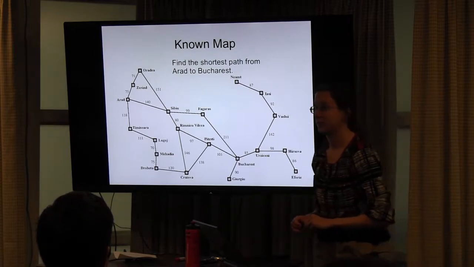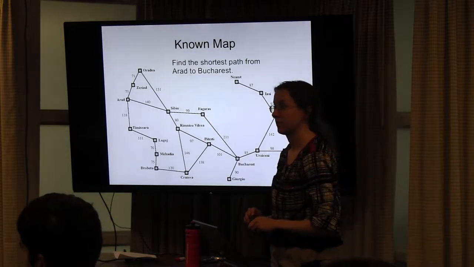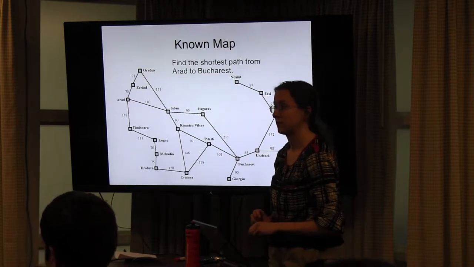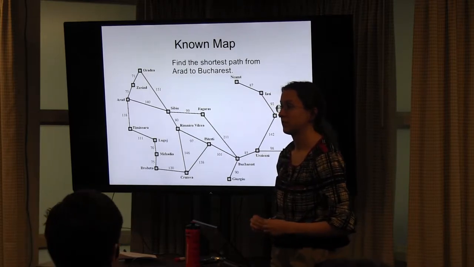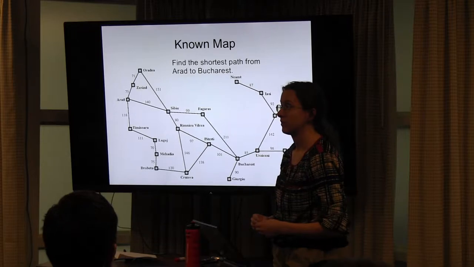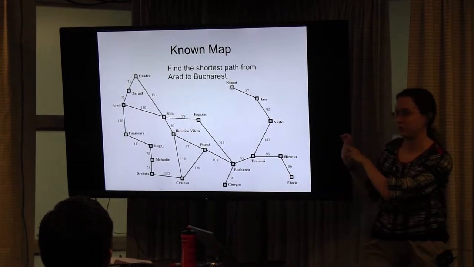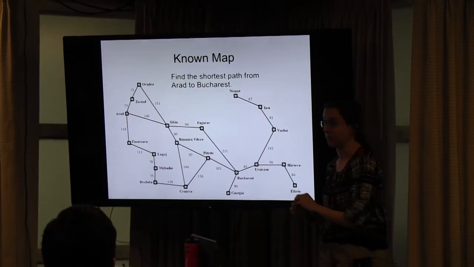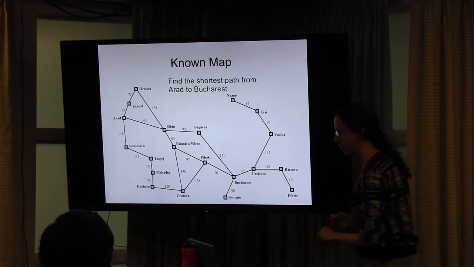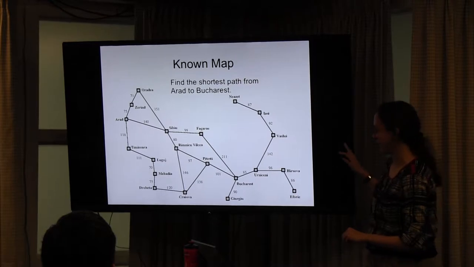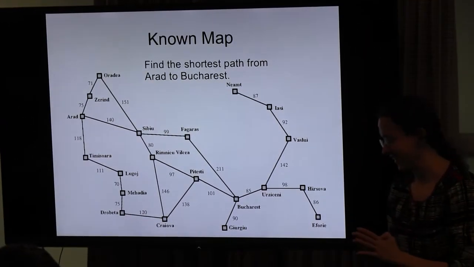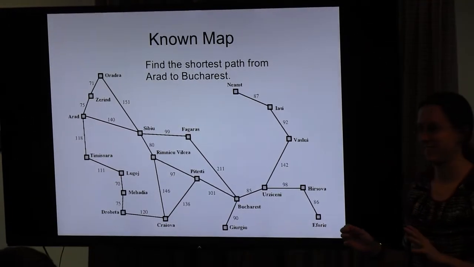Yes? In classical search algorithms, you only add the successors for your current node, and then you don't do anything with those successors. So how is that different than this? I'm going to show a classical search example, and we'll see exactly where it breaks down. So can I postpone your question? It's probably going to be like 5 minutes, but we'll get to it. Okay. Anybody else?